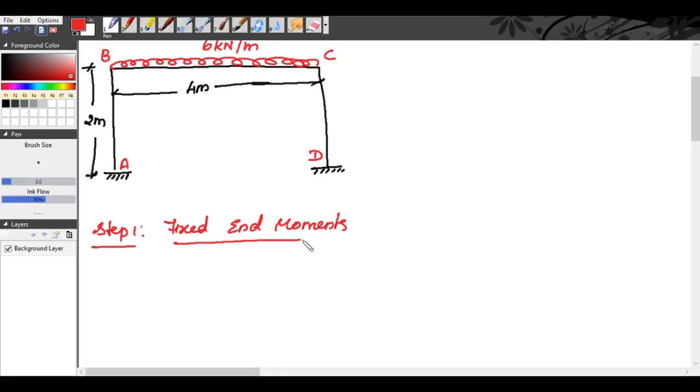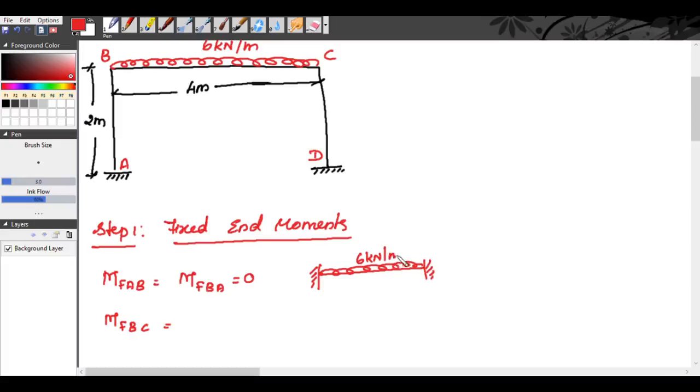Now when we consider the span AB, there are no external loadings. Therefore the fixed end moment is 0 for the span AB. So MFAB is equal to MFBA is equal to 0. Now when we consider the span BC, MFBC will be equal to, this is a UDL as I have told you earlier. For fixed end moments, we have to assume all the supports as fixed. Consider the external loadings. So here it is 6 kilonewton per meter.